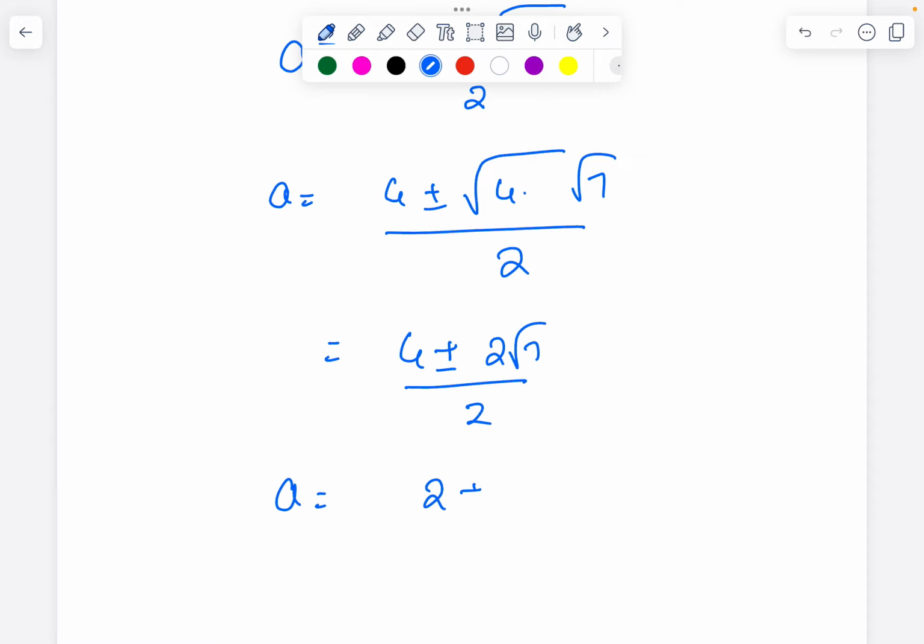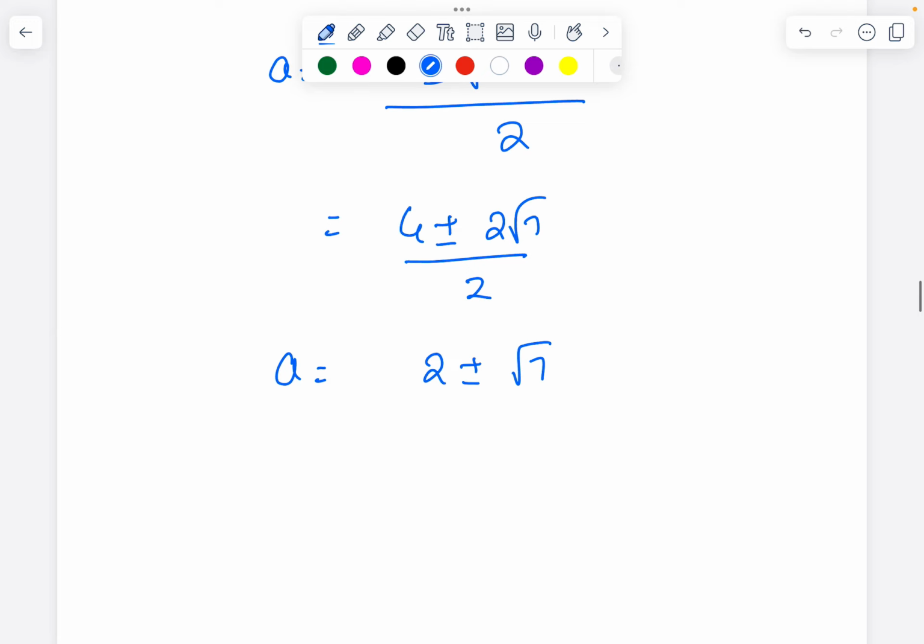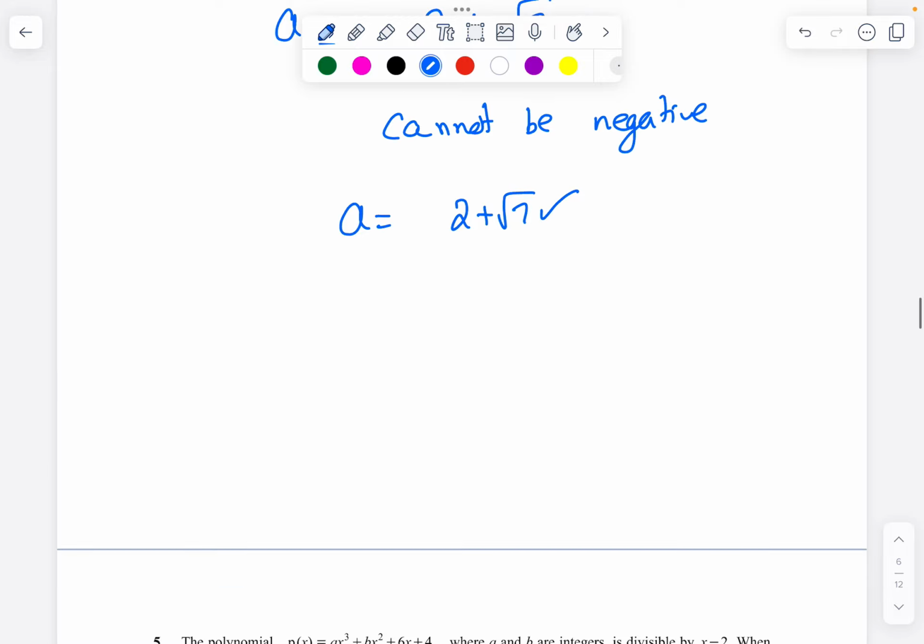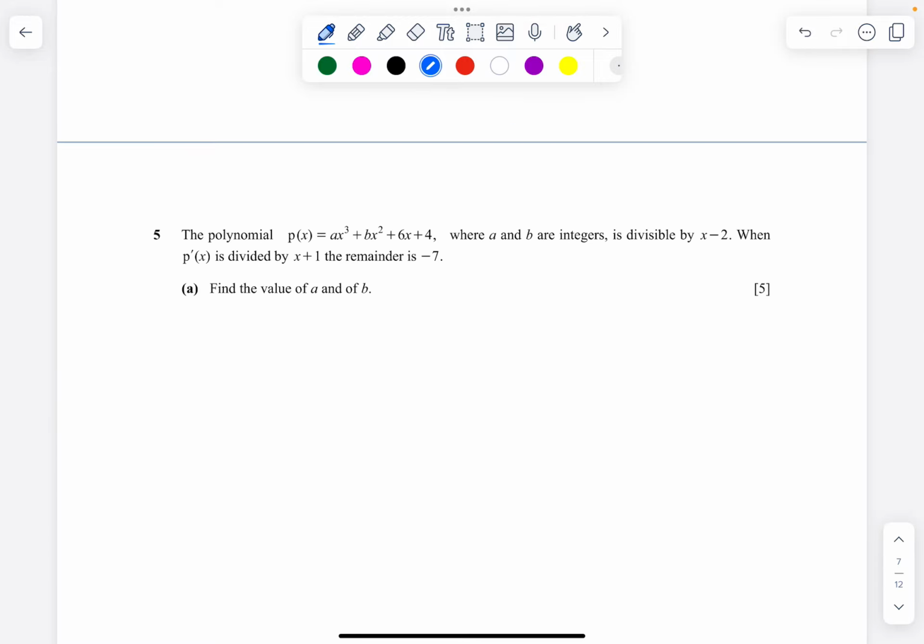So a equals 2 plus minus square root of 7. But it cannot be negative. Therefore, the answer is a equals 2 plus square root 7. That's going to be the answer. Now coming to question number 5.